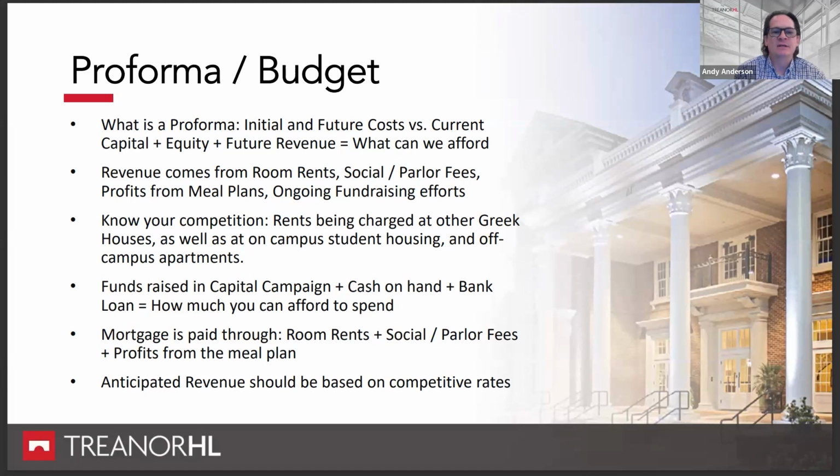But ultimately, the funds raised through the capital campaign, plus any equity or cash you have on hand, plus a bank loan, that ultimately determines your budget, how much you can afford to spend. And then that mortgage is debt serviced through those room rents, social parlor fees, and profits from the meal plan, that revenue. And that's why that pro forma is so important, because it'll show you how to maximize your revenue so that you can maximize how much you can afford to borrow so you can afford to build the house that you want. And again, the anticipated revenue should be based on the competitive rates.